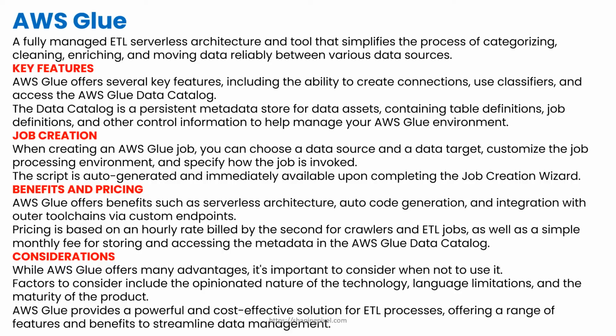When creating an AWS Glue job, you can choose a data source and a data target, customize the job processing environment, and specify how the job is invoked. The script is auto-generated and immediately available upon completing the job creation wizard. AWS Glue offers benefits such as serverless architecture, auto code generation, and integration with other tool chains via custom endpoints. Pricing is based on an hourly rate billed by the second for crawlers and ETL jobs, as well as a simple monthly fee for storing and accessing the metadata in the AWS Glue data catalog.